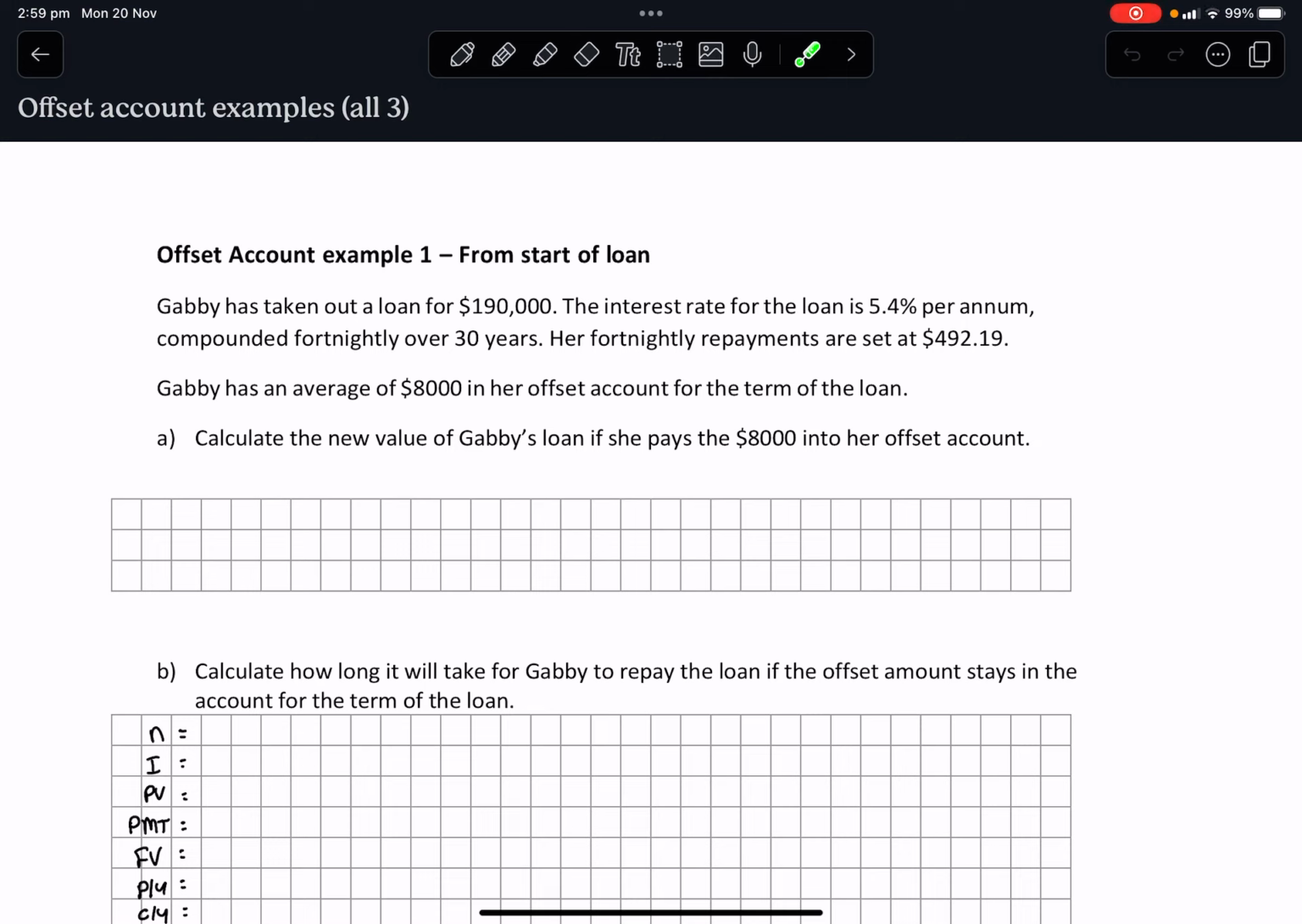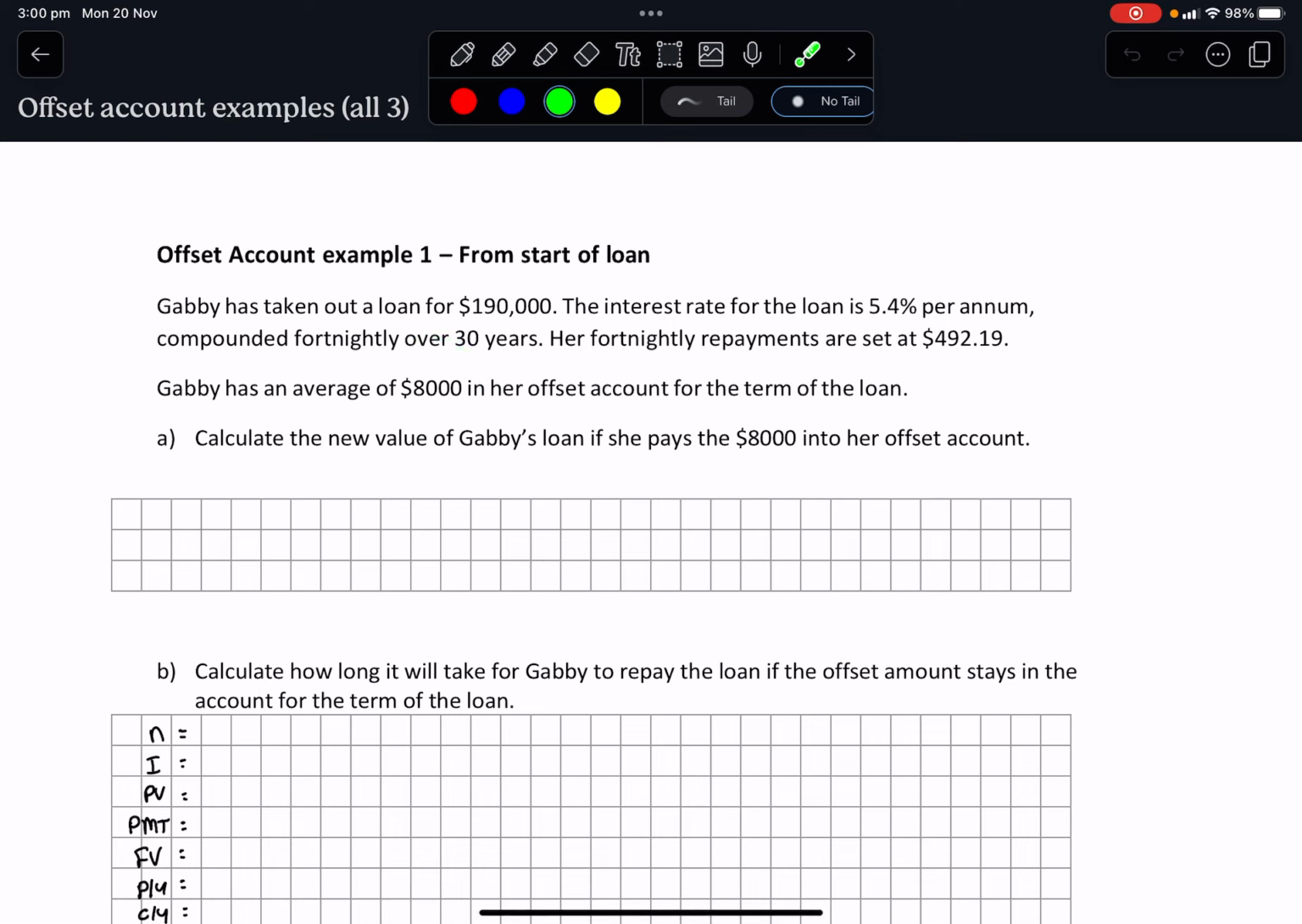Now in this video we're going to go through the first example of offset accounts, where my offset amount is in the account for the whole term of my home loan. So I've got Gabby, who has taken out a loan of $190,000. The interest rate for the loan is 5.4% per annum, compounded fortnightly over 30 years. Her fortnightly repayments are set at $492.19, and Gabby has an average of $8,000 in her offset account for the term of the loan.